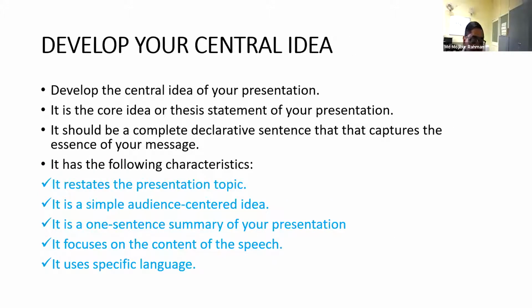Develop your central idea. The central idea has the following characteristics. It restates the presentation topic, and it is a simple audience-oriented idea. It is a one-sentence summary of your presentation. One can say that your idea should be summarized in one sentence. It focuses on the content of the speech. It uses specific language. Whenever we choose our idea, we have to choose the language accordingly.